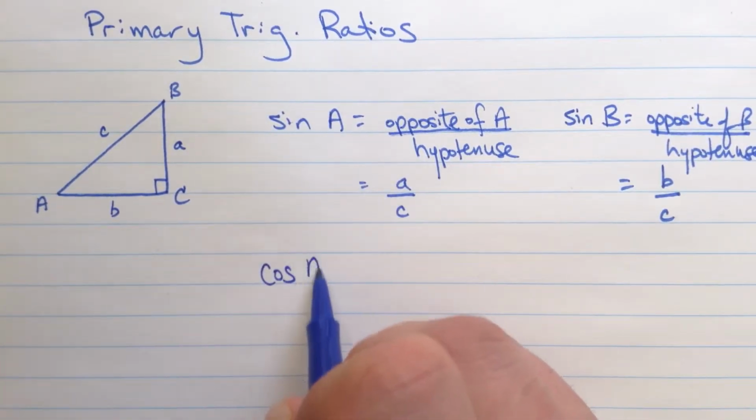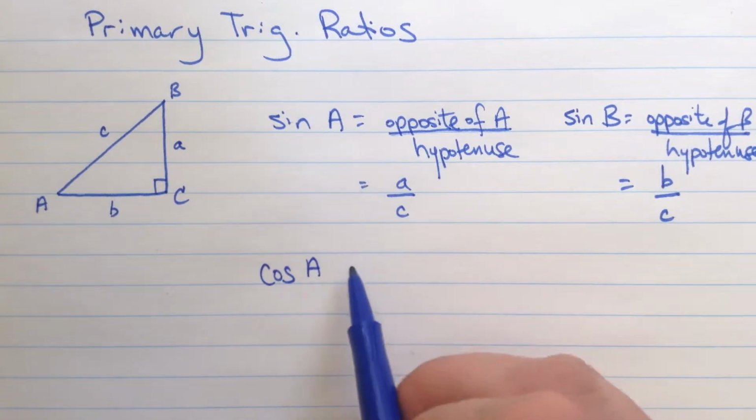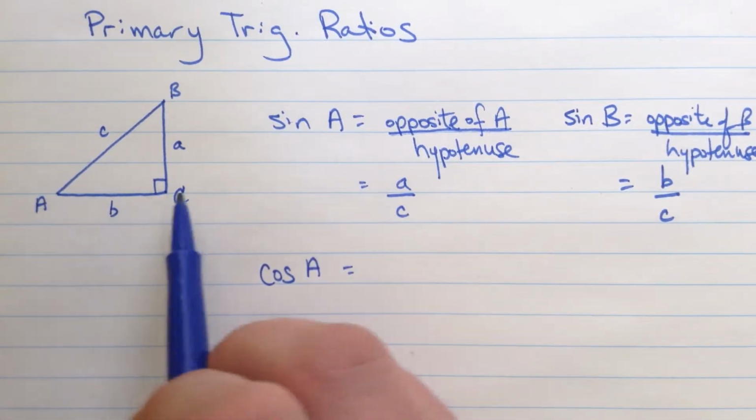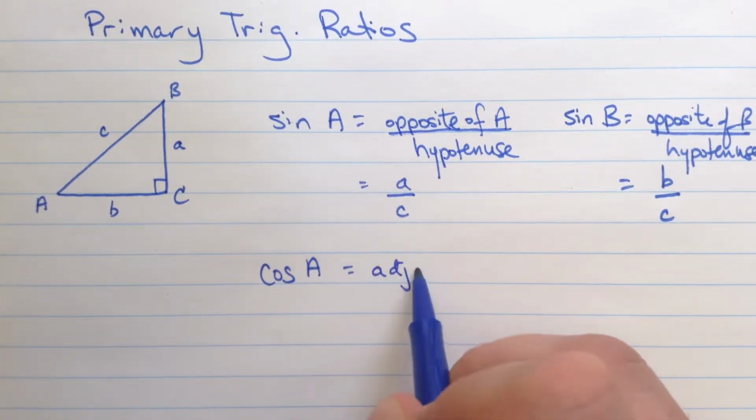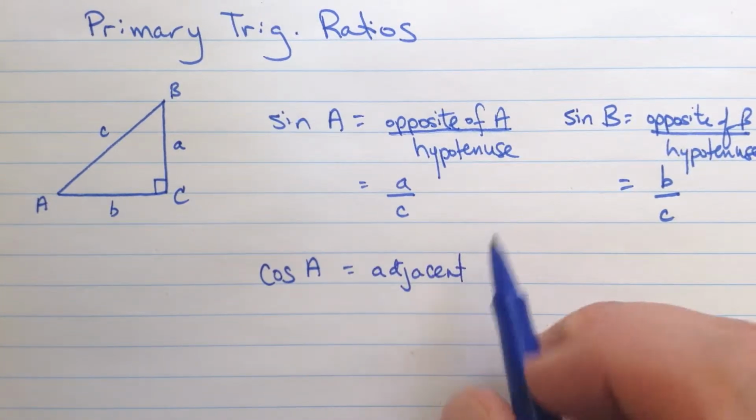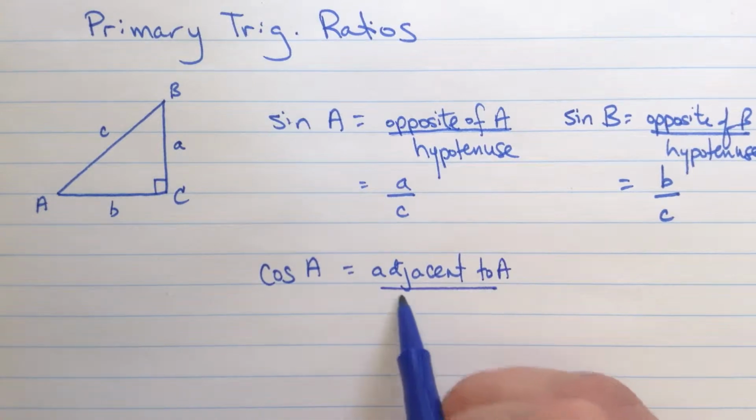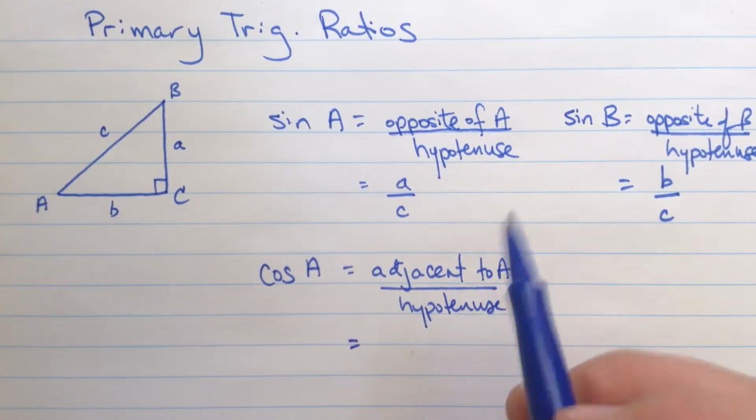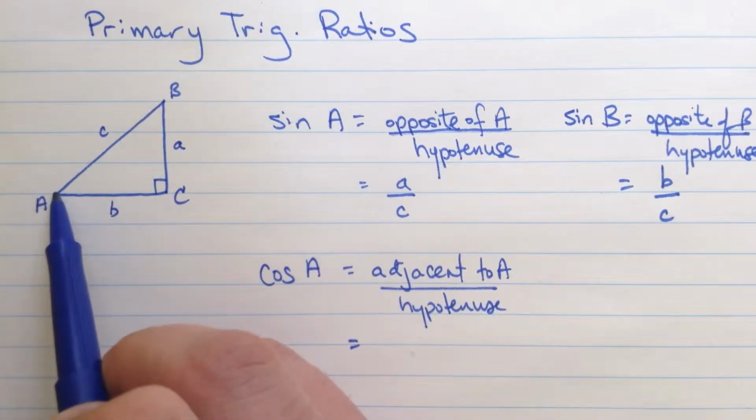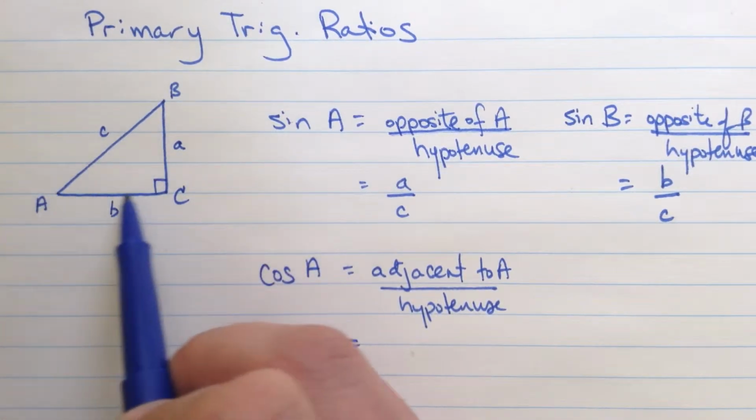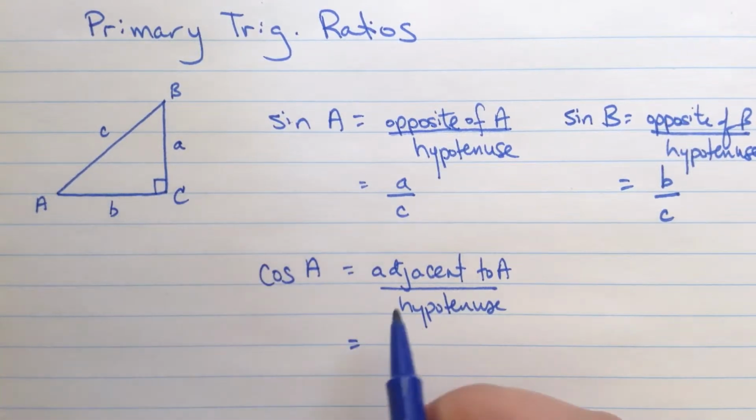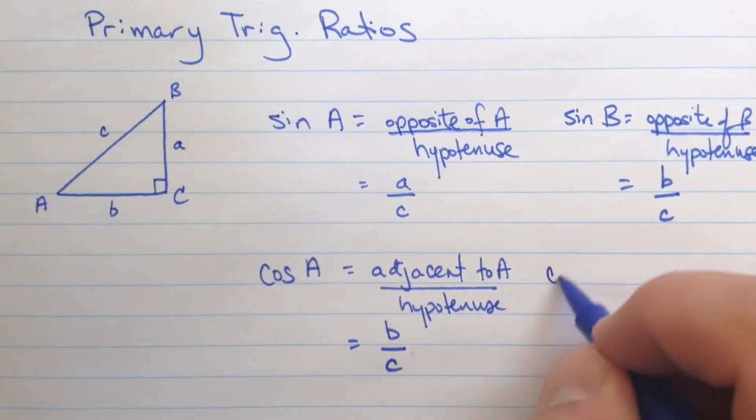The cosine, which we short form as cos, is instead of the opposite of A, we're going to have the adjacent side to A. Adjacent means next to something. Adjacent to A, again divided by the hypotenuse. Adjacent to A, there's A. There are two sides that are sort of next to A, but one of them is the hypotenuse. We want the short side, that's the adjacent side, which is going to be B. And again, the hypotenuse is C.